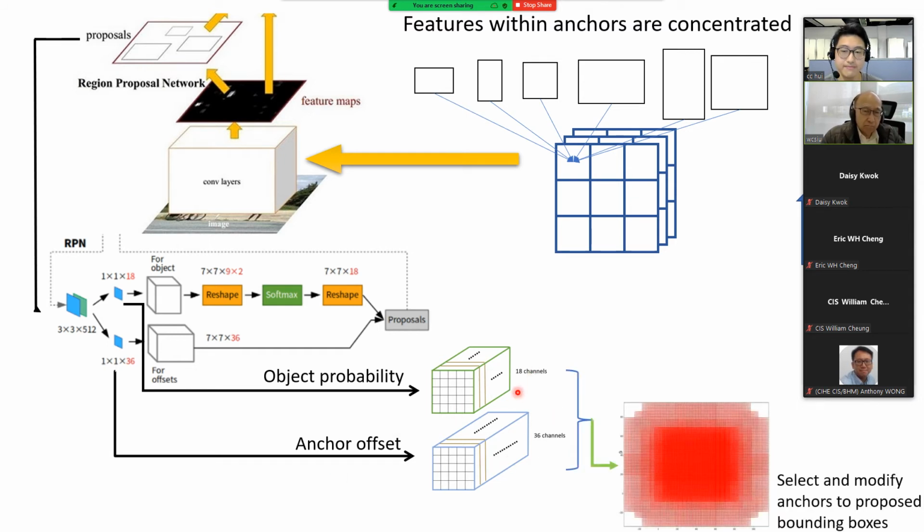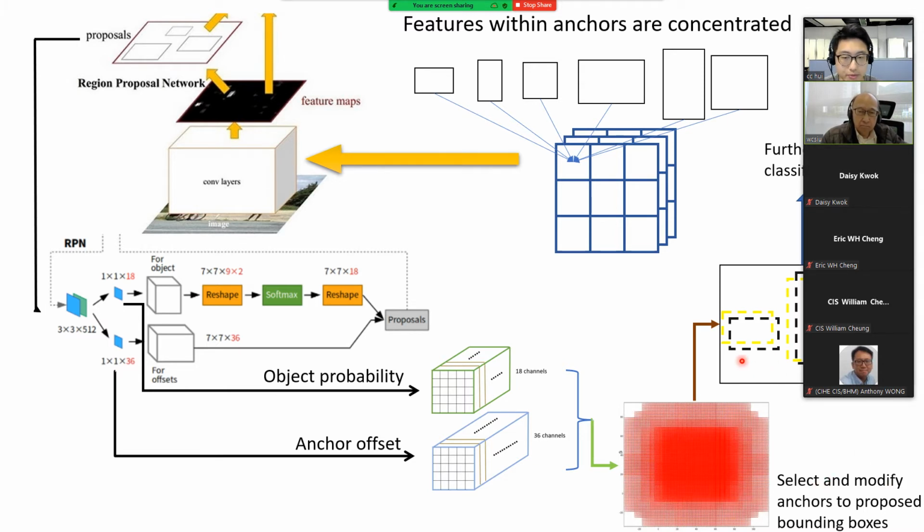If you combine these two pieces of information, on every pixel of the feature map we create 9 anchors. It looks like this. If we combine these two together, we can select and modify the anchors so that we can propose some bounding boxes. The bounding boxes then go back to the original image or original feature map, so it can do the further classification. So this is how Faster R-CNN works.